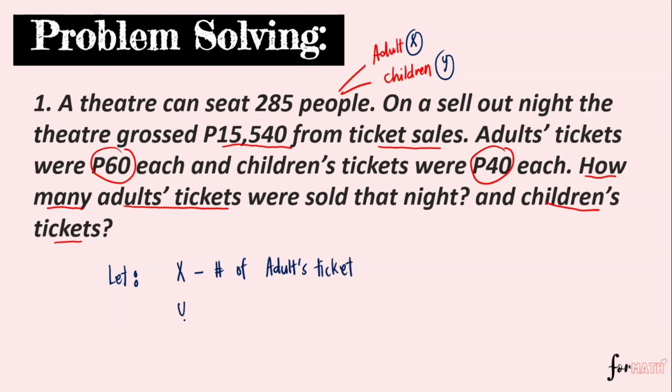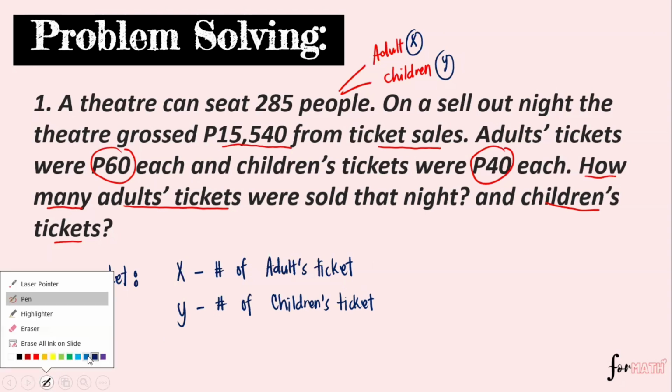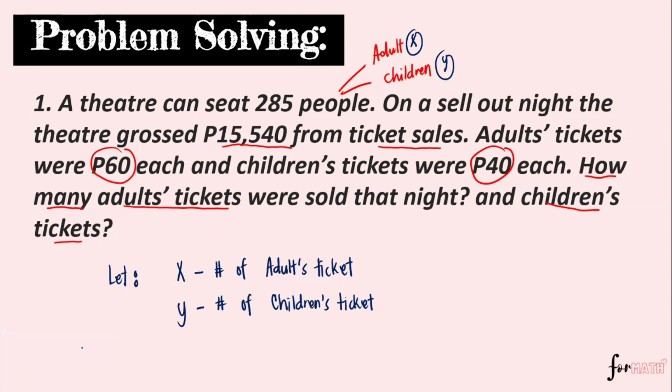And then let's have y as our children's tickets. You can interchange that if you want: x is the children and y is your adult. So in this case, we have to make an equation out of your problem. On the first sentence, using your x and y, we have to make an equation.